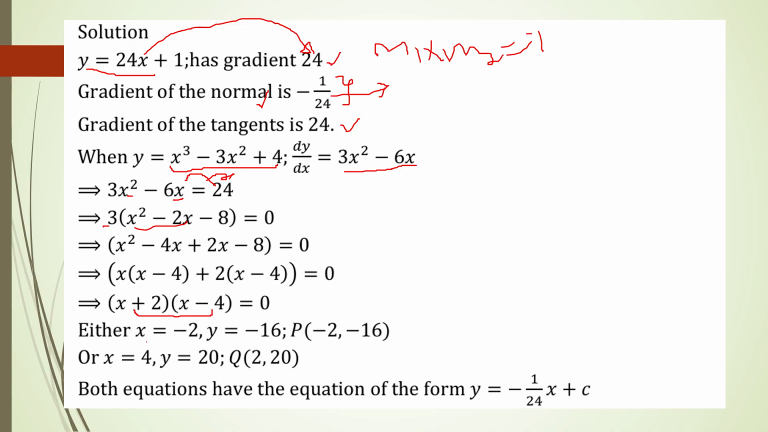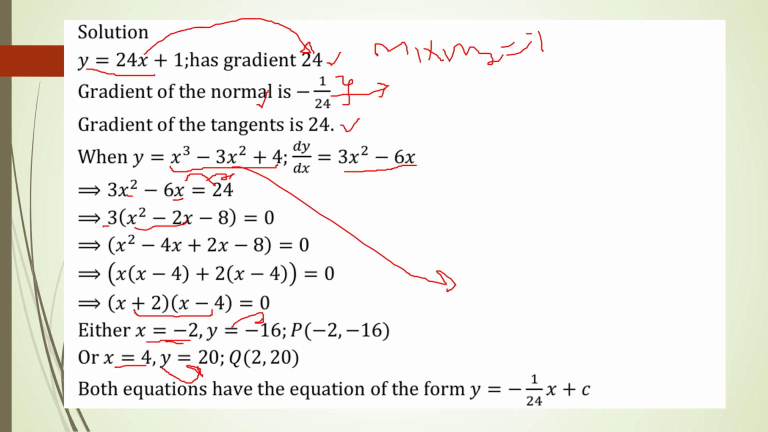So one value of x is -2 and the other value of x is +4. We have to get the corresponding values of y for each of those x values. When x is equal to -2, y is going to be -6, substituting into the equation of the curve. And when x is equal to 4, y is going to be equal to positive 20.